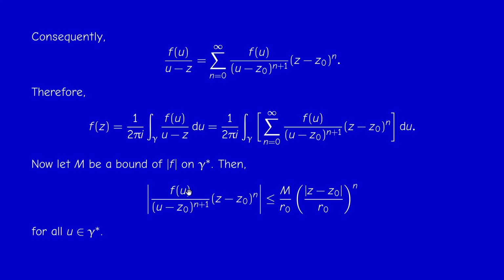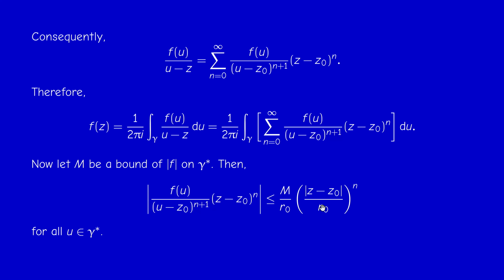Why? Because gamma star is compact and the modulus of f is continuous, so the modulus of f is bounded. So choose a bound, capital M. Then, if you take the modulus of the general term here, the modulus of f of u is less than M. The modulus of the denominator is just the distance r0, because u is in gamma star. So the variable of integration is on the circle of center z0. So I get r0 to the power n plus 1.